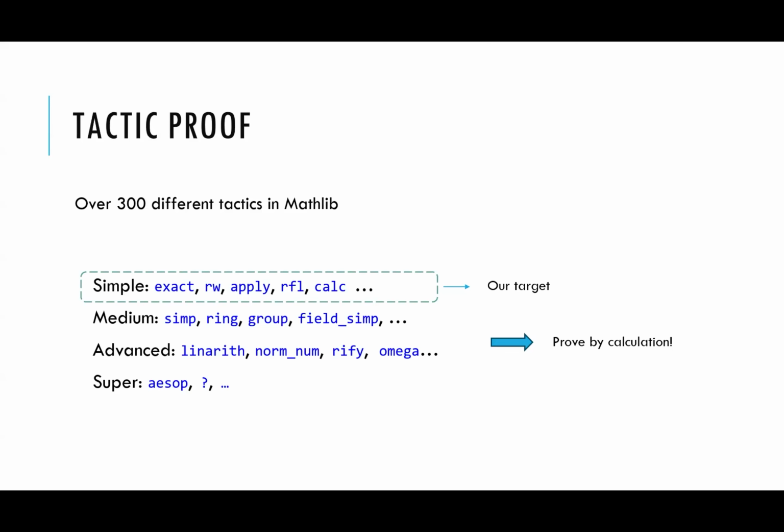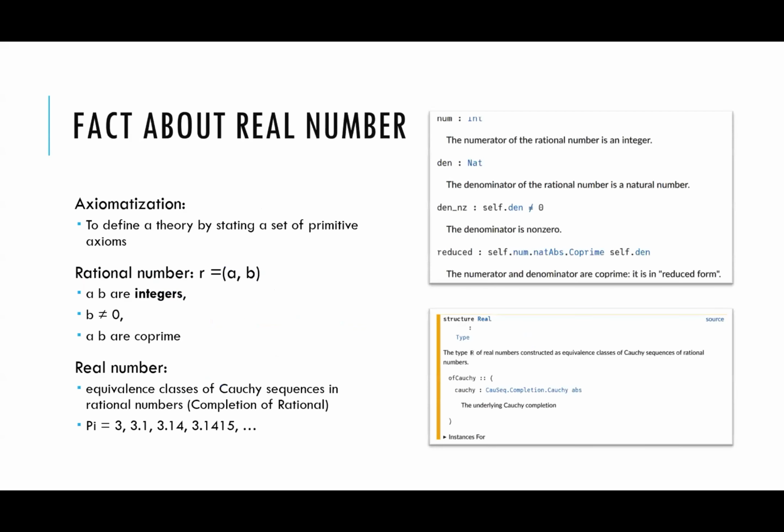The second one is the medium tactics, which include some of the automatic rules, a rule-based simplification using these tactics. These tactics also depend on the specific structure of the type you're in. So if you want to use these tactics, you have to make sure your type is in the correct structure. For example, if you want to use ring, the type has to be a ring. I will later explain how this works.